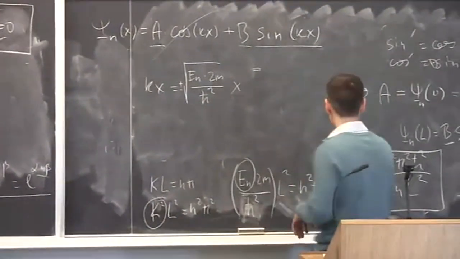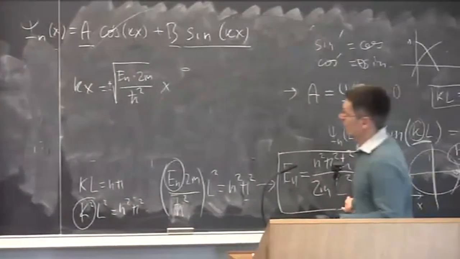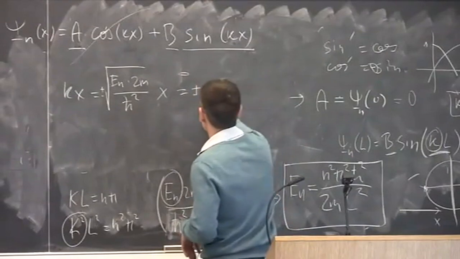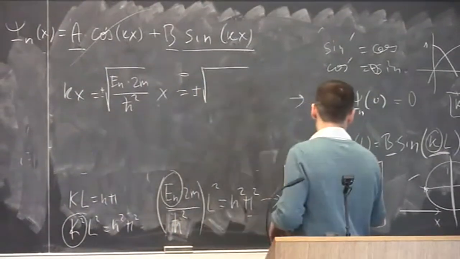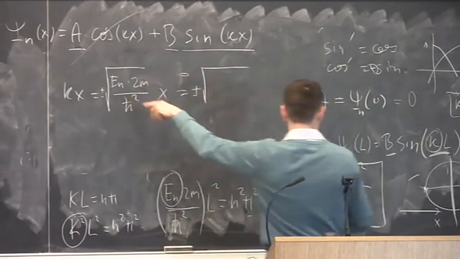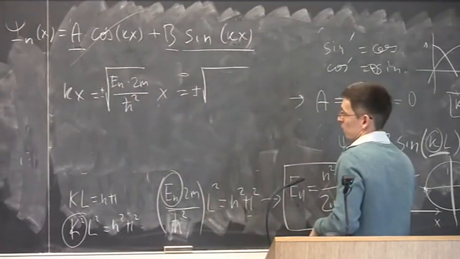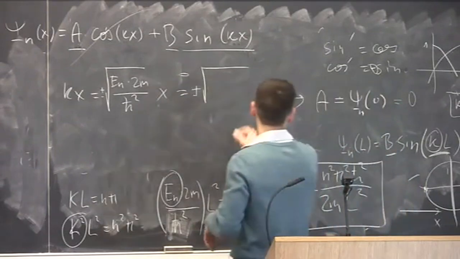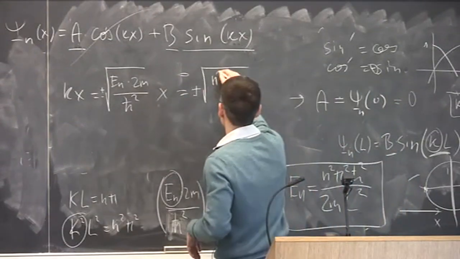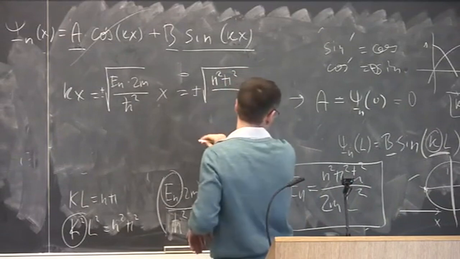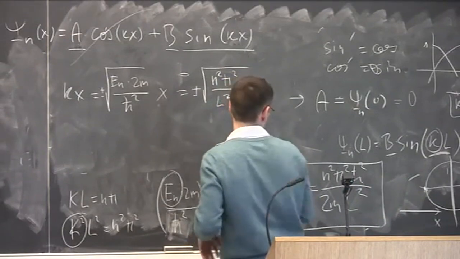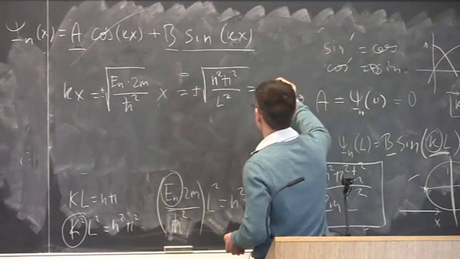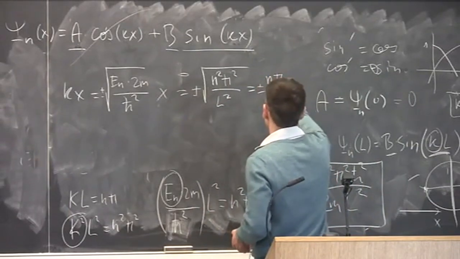So now E_n is already given. We can work with this. Multiplying by 2m removes 2m from here. Dividing by h bar squared removes h bar squared, and what is left is n squared pi squared divided by L squared, all the squared quantities, and so we will get plus or minus n pi divided by L.